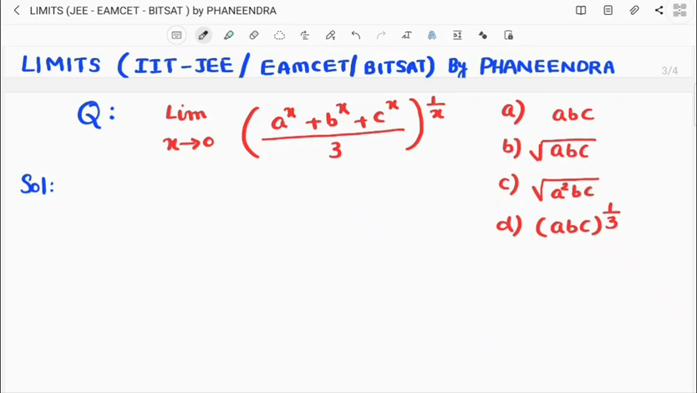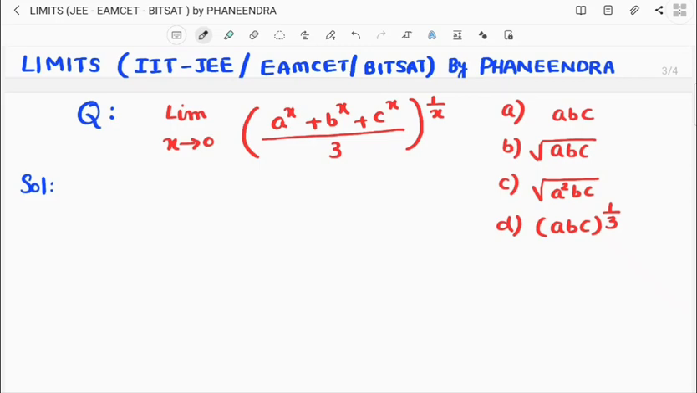Whenever the limit reaches 1 power infinity, as I discussed in the previous classes also, this first bracket value is f(x), and the power 1 by x is g(x). So limit as x tends to 0 of f(x) whole power g(x) reaches 1 power infinity. The given limit we can write as e power g(x) into f(x) minus 1.